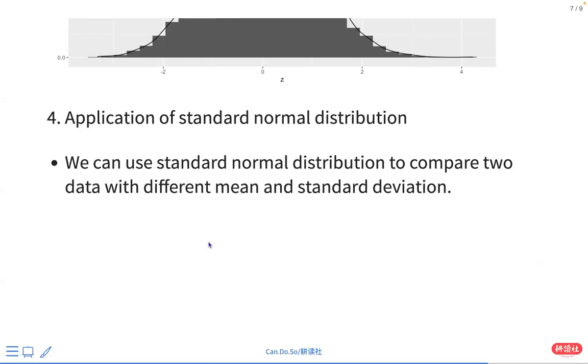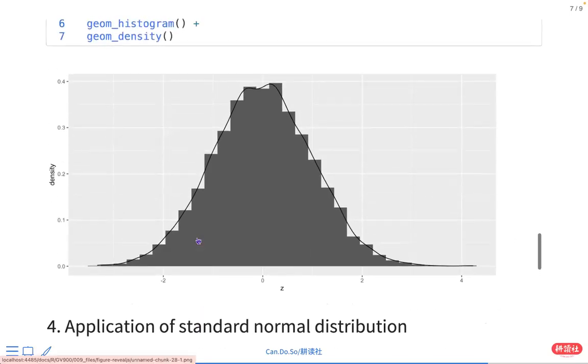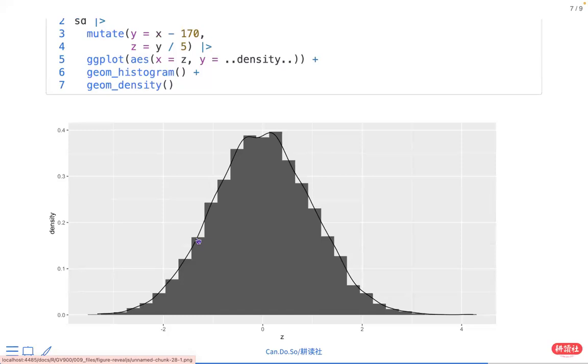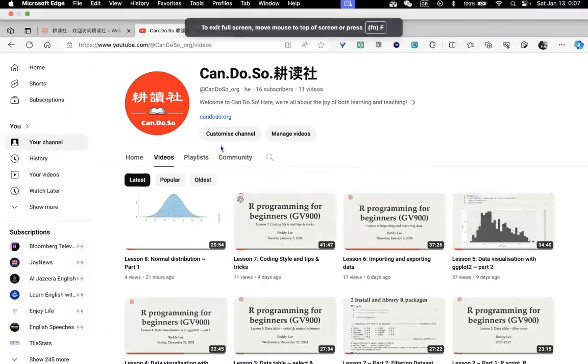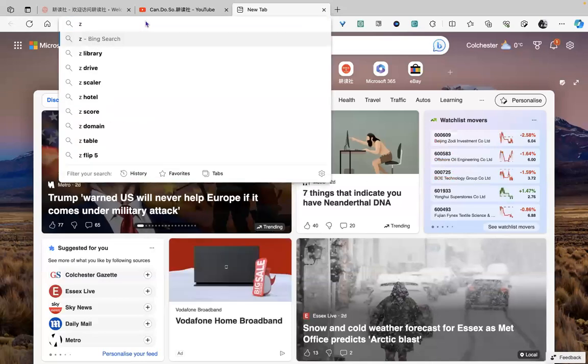But what can we use the standard deviation for? One more thing: we can use the table to find out the value of the probability and the critical values. I can show one example of the table.